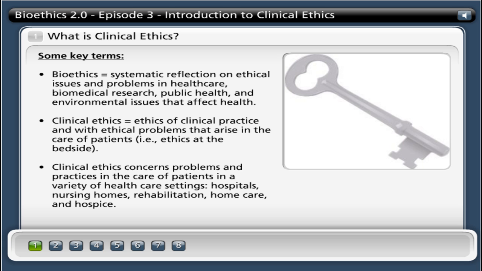What is clinical ethics? When distinguishing clinical ethics from all of bioethics, it's important to make a crucial distinction. Clinical ethics is the ethics of clinical practice and ethical problems that result in the care of patients, whether that be in a hospital, a nursing home, rehabilitation center, home care, or hospice. Essentially, what this means is ethics at the bedside, whereas bioethics as a field involves the systematic reflection of ethical issues and problems in healthcare, research, public health, and the environment.